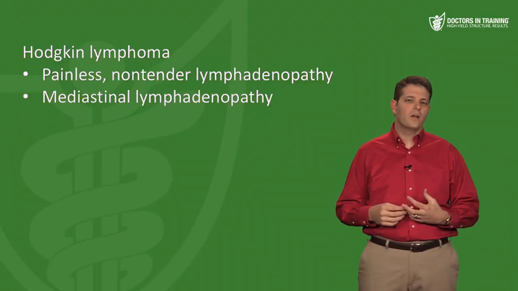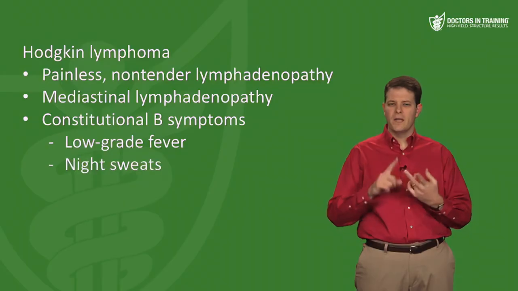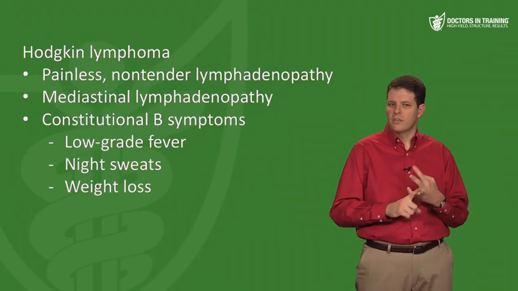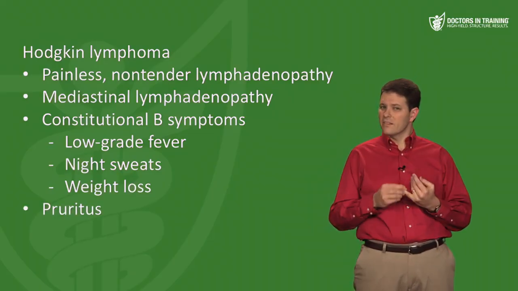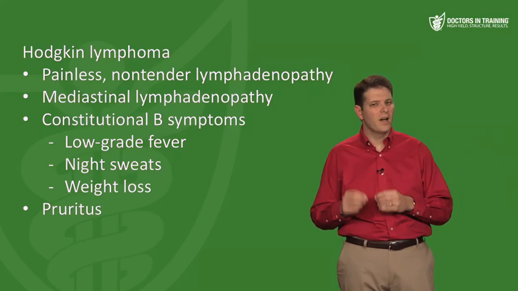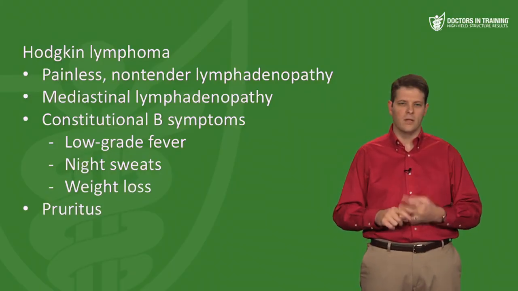They can also have constitutional B symptoms. So the B symptoms are low-grade fever, night sweats, and weight loss. Now these symptoms might make you think about tuberculosis, but if there's no sign of tuberculosis, think about Hodgkin disease. Pruritus is another common constitutional symptom you can sometimes see, but technically pruritus is not classified as a B symptom. The official B symptoms are fever, night sweats, and weight loss.